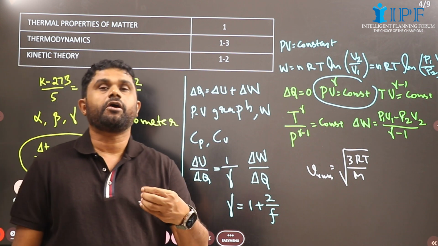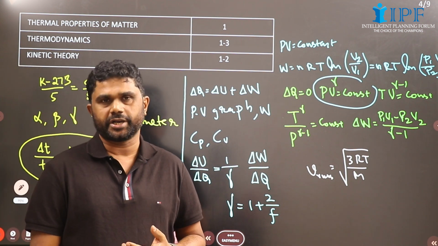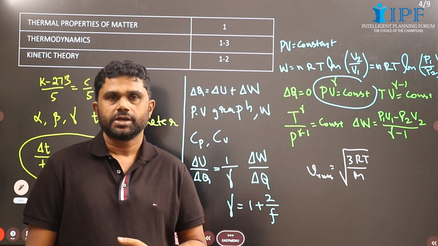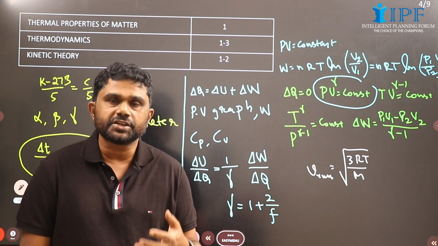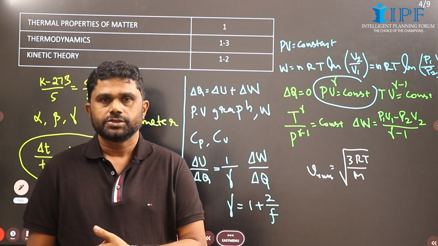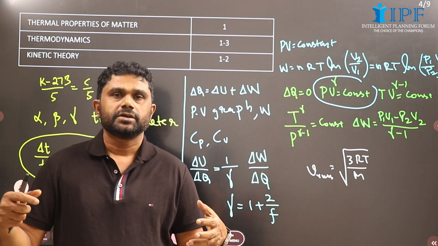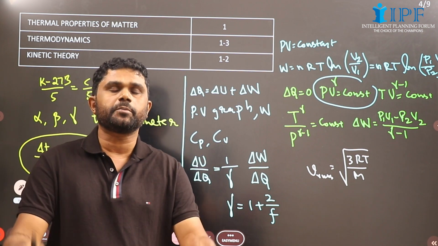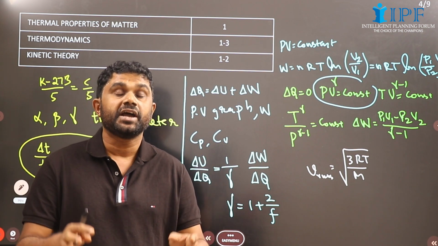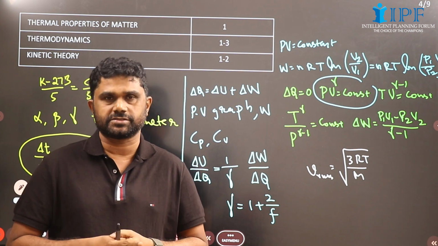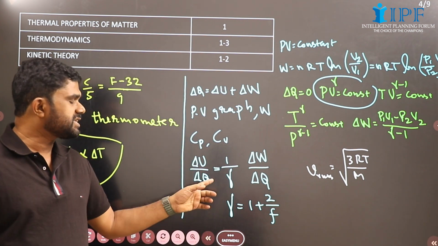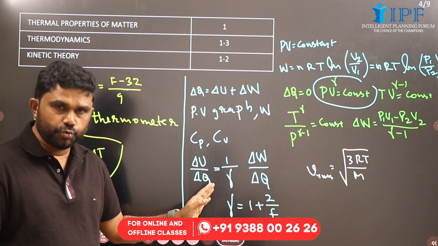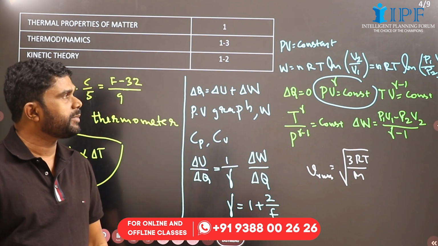See, oxygen, you know that it is diatomic. Ammonia, you know that it is polyatomic and non-linear. Carbon dioxide, you know that it is polyatomic and linear. So you can find the number of degrees of freedom for any gas. If you know the number of degrees of freedom, you can find any quantity of that gas. Now this gamma is 1 plus 2 by F, and the fraction of heat added that will be used to increase the internal energy is 1 by gamma.